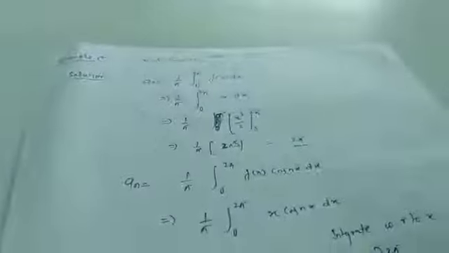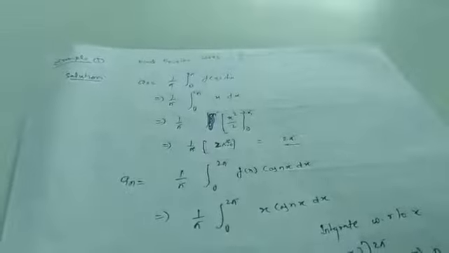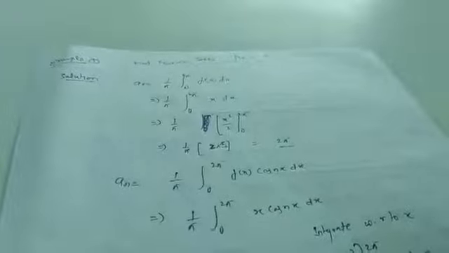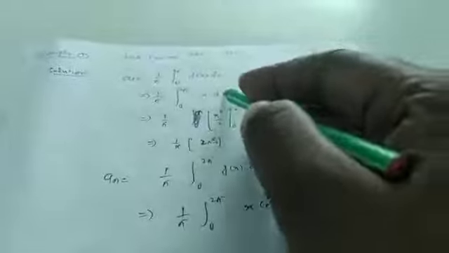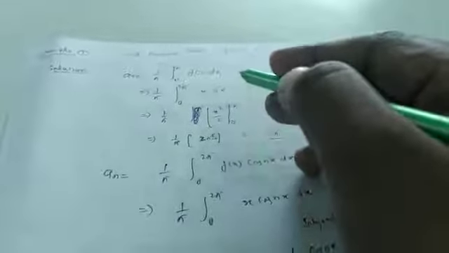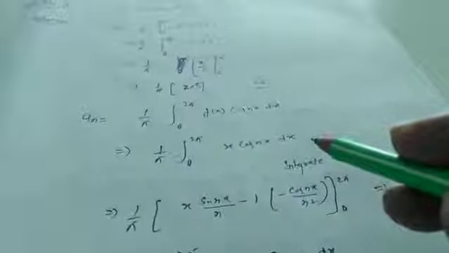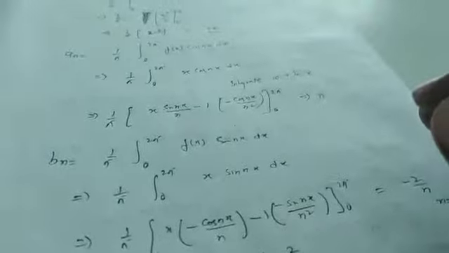Good morning to everyone. In the previous lecture, we discussed the Fourier series. Basically, the Fourier series depends on the values of a naught, an, and bn. Then we know that a naught equals 1 by pi integral 0 to 2 pi f(x) dx, and an equals 1 by pi integral 0 to 2 pi f(x) cos nx dx, and also bn equals 1 by pi integral 0 to 2 pi f(x) sin nx dx.